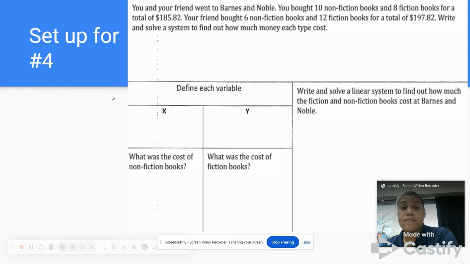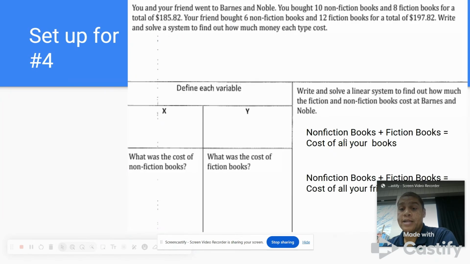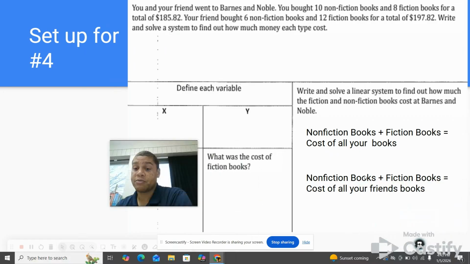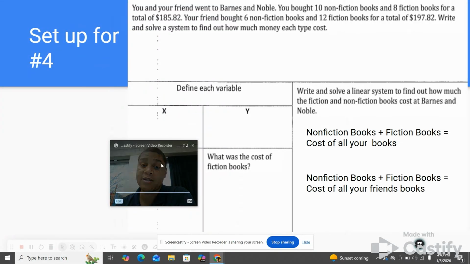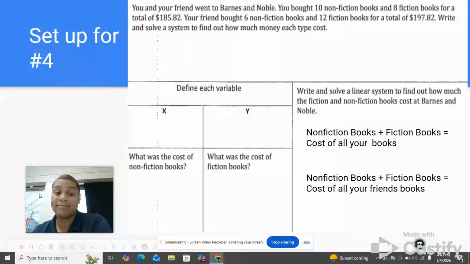Here's number 4. You and your friend went to Barnes & Noble. You bought 10 nonfiction books and 8 fiction books. Oh, I'll bet that is your X and your Y. Again, two totals. You bought this much books for this much money. Your friend bought this much books for that much money. Nonfiction plus fiction is total of all your books, and nonfiction plus fiction is total of all your friends' books. There's an apostrophe missing there, and that I don't like. I should fix that.